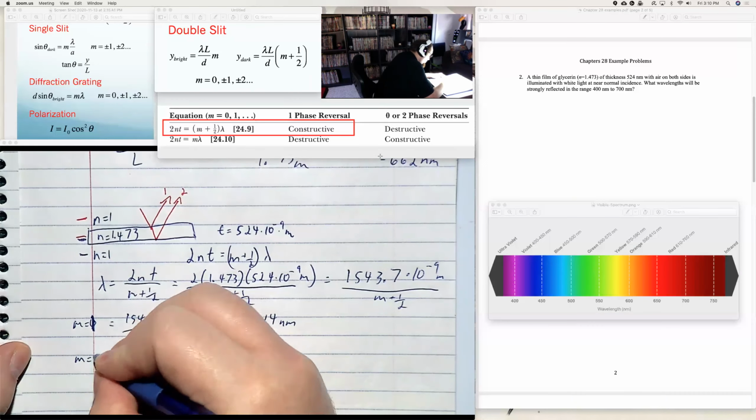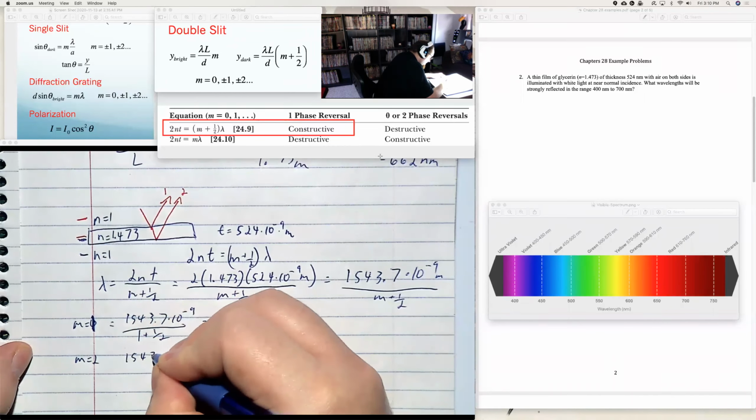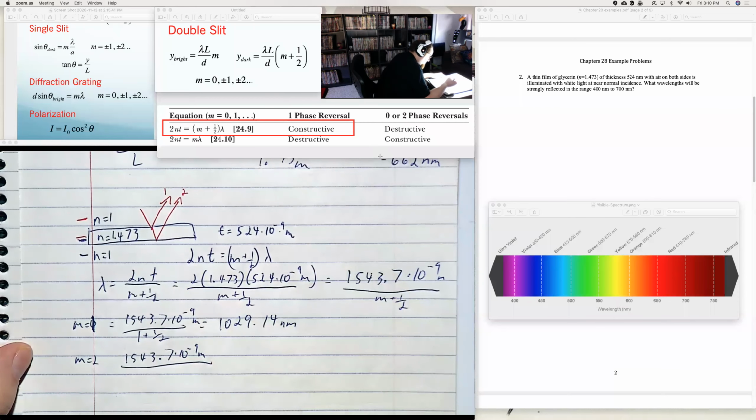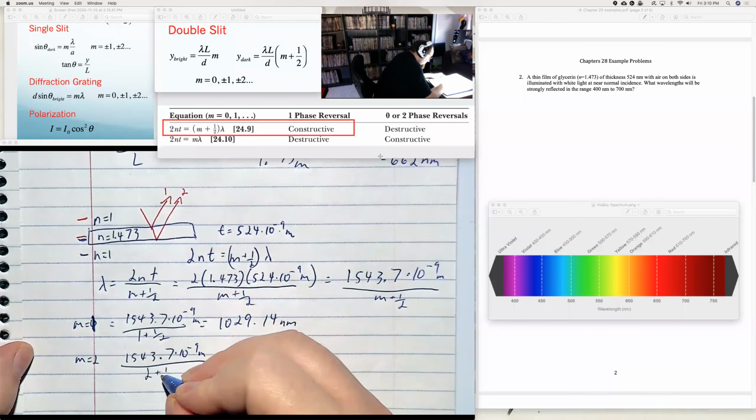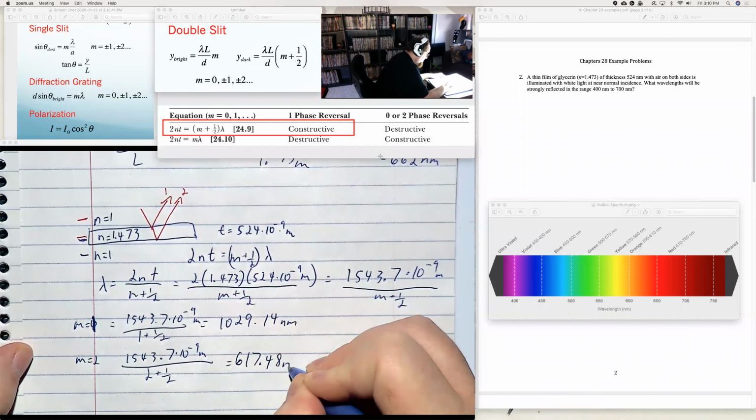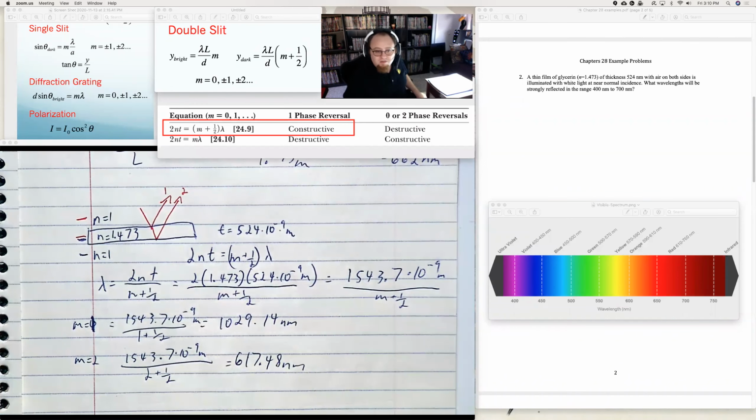If m equals 2, 1543.7 times 10 to the negative 9 meters over 2 plus 1/2. I do that, and I get 617.48 nanometers. And so that's within the range. 617 is a pretty good orange color. It's 617, I just said? Yeah, it's between orange and red. It's going to be somewhere in this region.